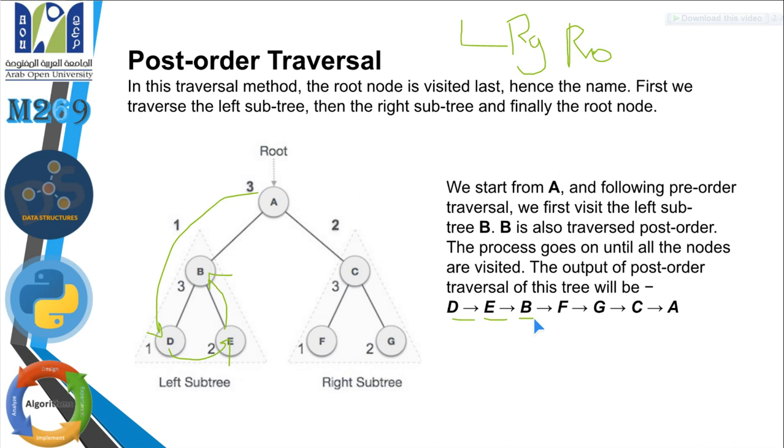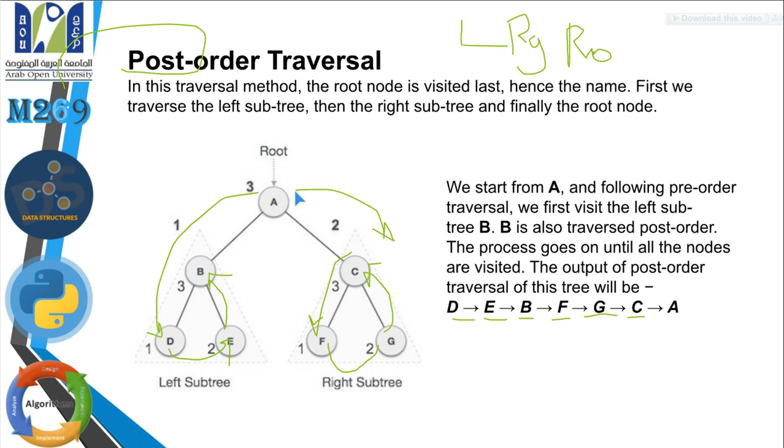Now we finish the left of the whole tree. Let's go to the right. Now we go to the right, not the root. The root is at the end because this is a post order. Okay, from here we go to the left, which is F, most left. F, G, C. So we have the F, G, C.